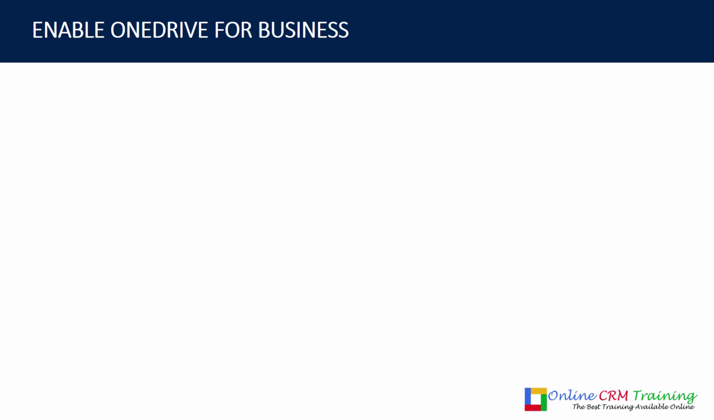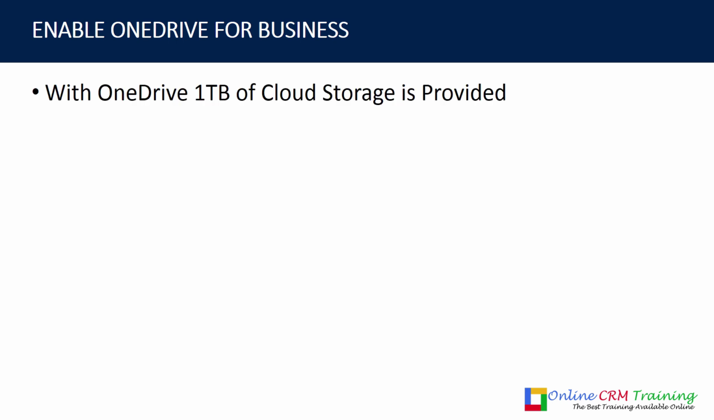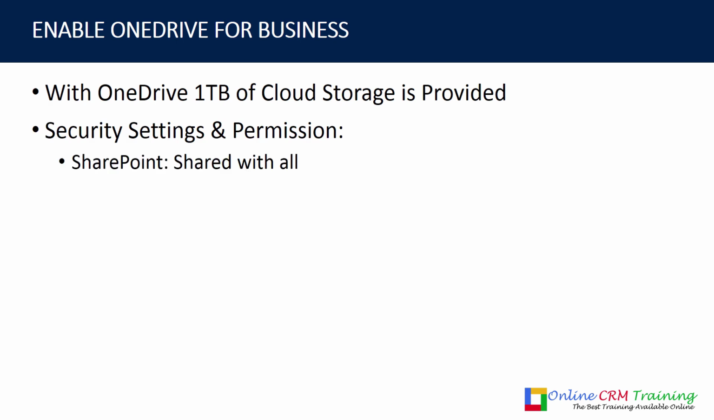Let's talk about enabling OneDrive for Business. With OneDrive, you get 1 TB of cloud storage. Every user gets about 1 TB of cloud storage, and that's the best part. If you have Office 365, then you get OneDrive 1 TB. And here you have security settings and permissions.